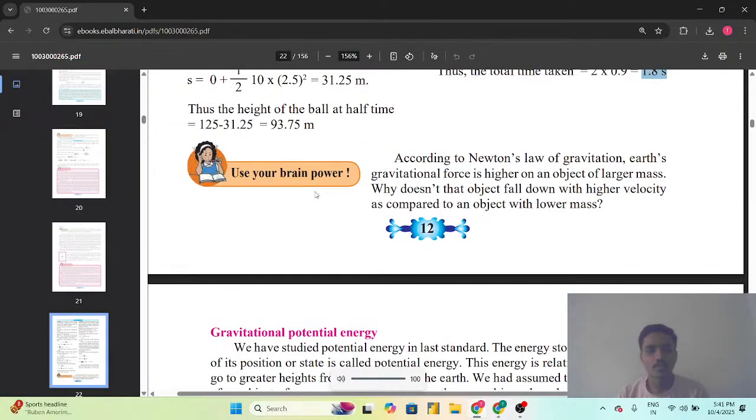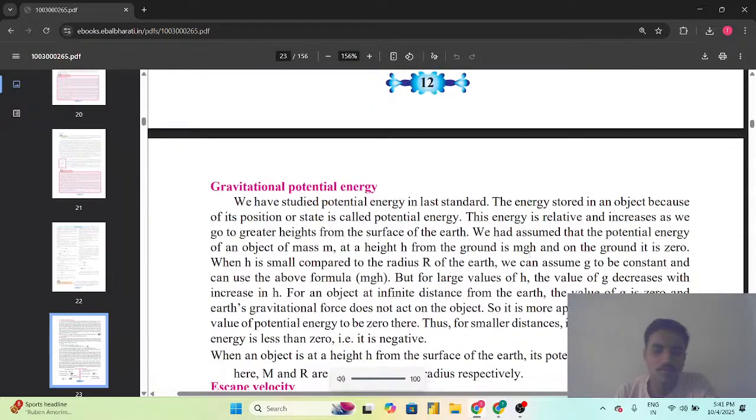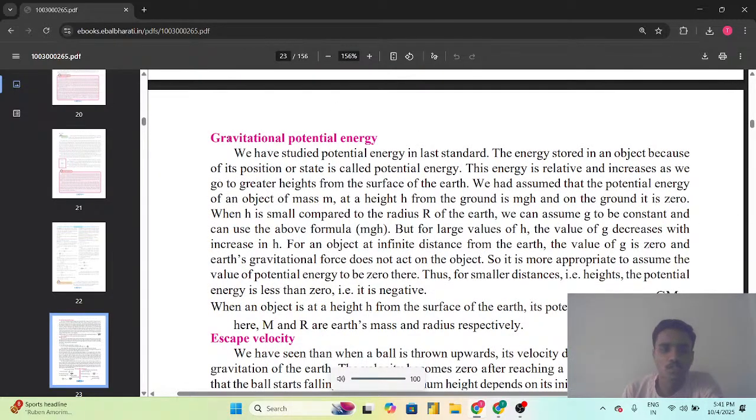So now let's see, here we have Use Your Brain Power. According to Newton's law of gravitation, Earth's gravitational force is higher on an object of larger mass. Why doesn't that object fall down with a higher velocity as compared to the object with lower mass? So here we have the answer to this question in the gravitational potential energy part. So let's see what is the gravitational potential energy.